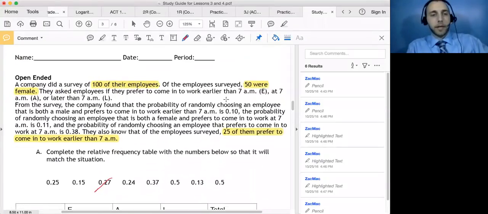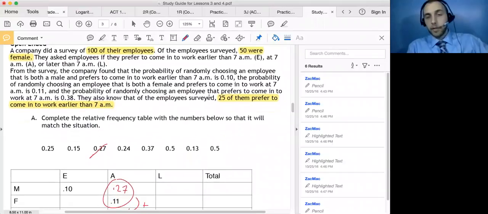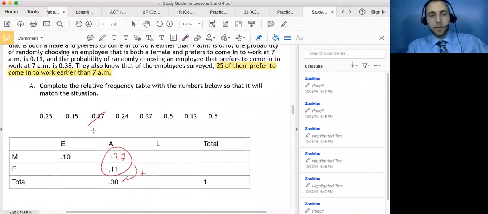And let's do that one right now, actually. It says up here, 100 employees total, 50 were female, so that means 50 were male. So this far right-hand column is the total men, right? The early at 7, later than 7, all adding up to the total amount of men. We have basically a 50-50 split, 50 men, 50 women. So the probability of randomly choosing a man would be the same as the probability of choosing a woman in this situation. So we can put the 0.5s over there.